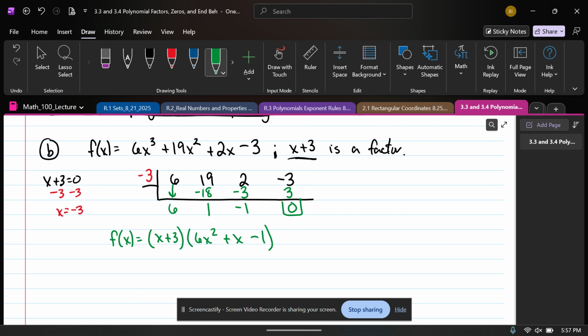Just remember, synthetic division takes you down 1 degree. So we started with x cubed, so our quotient is going to be x squared. So that's where the 6x squared came from. We started with x cubed up here, and when we go down here, this becomes an x squared. Now I've got a quadratic right there. That's a trinomial.